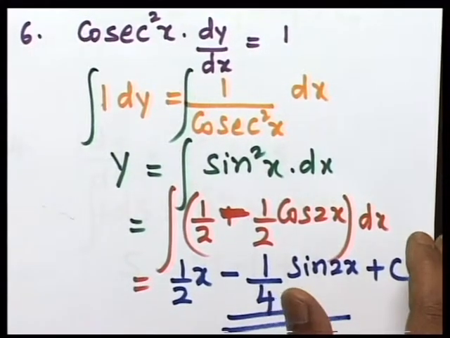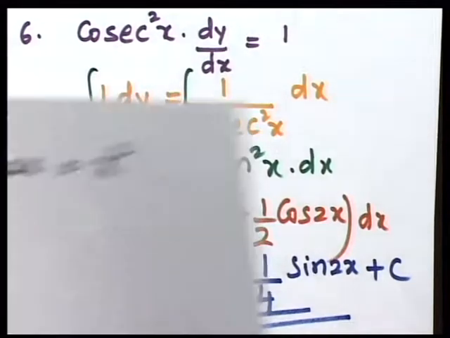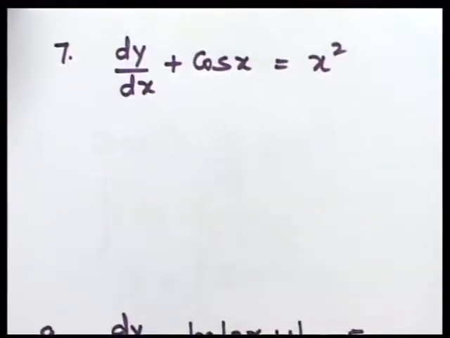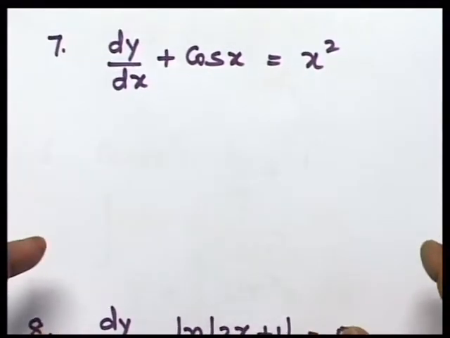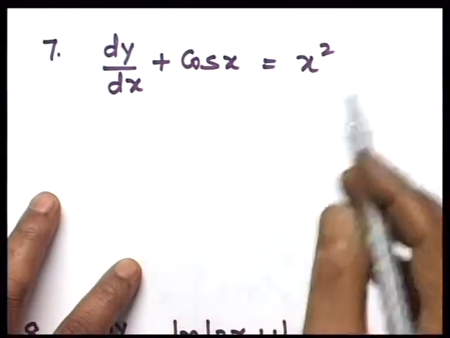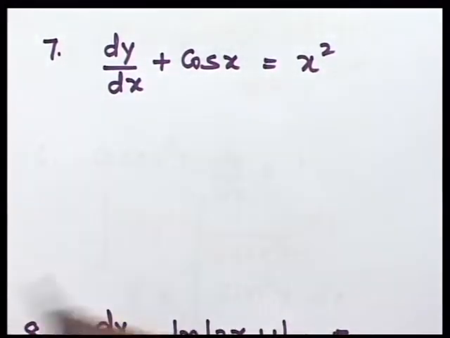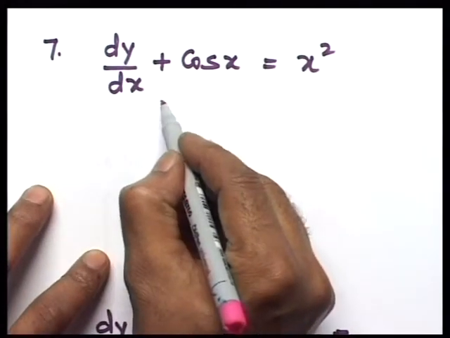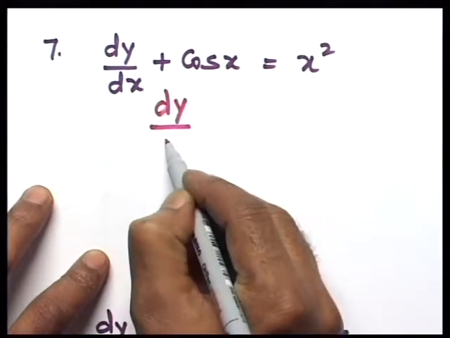We have next question. Try this one, please. That's number 7 on the screen. dy over dx plus cos x equals x squared. Looks very simple. Keep the dy over dx on the left hand side only first.